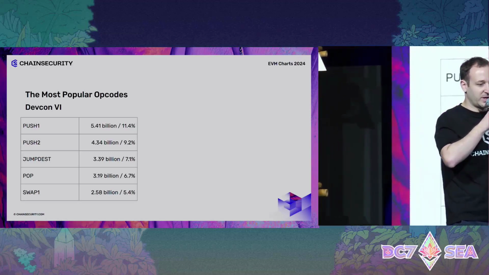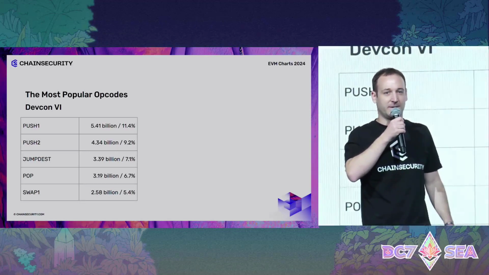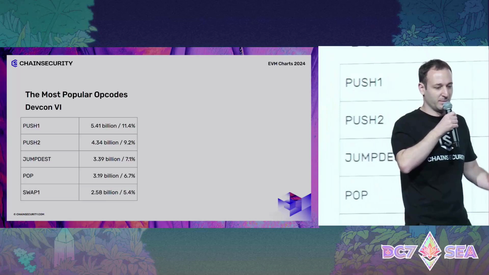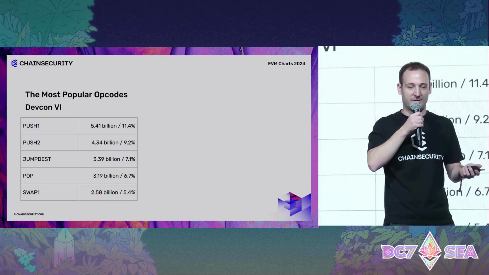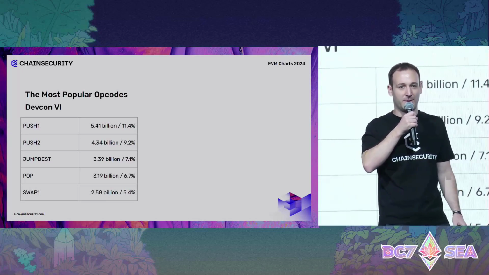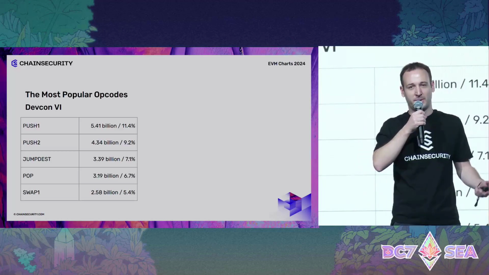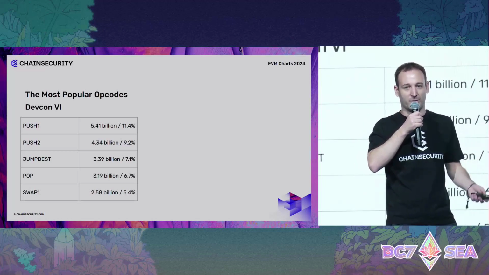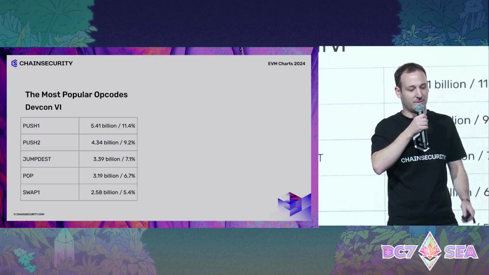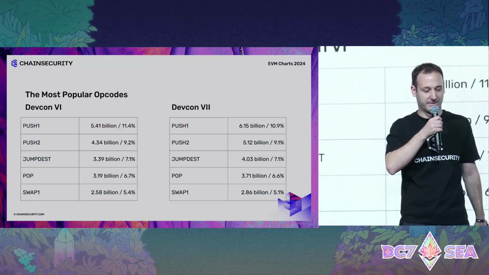Third in row is jumpdest. This marks jump destinations in EVM code. You might wonder why we don't see the jump instruction itself being used heavily. This is due to the fact that in the EVM, we have two instructions, jump and jumpi for conditional jump, and both together roughly add up to the same number as jumpdest.